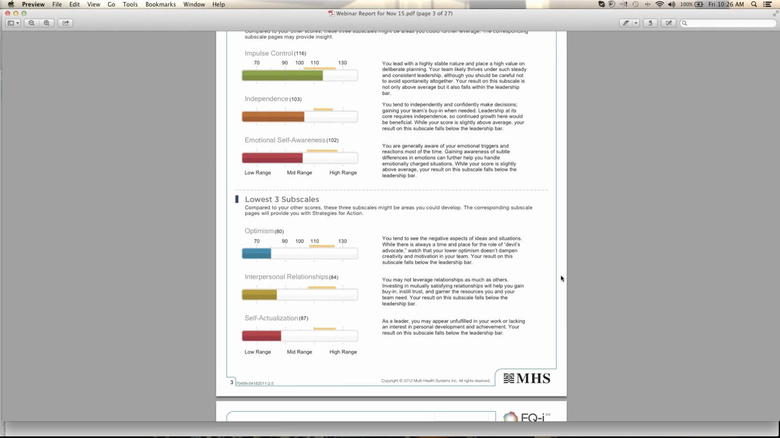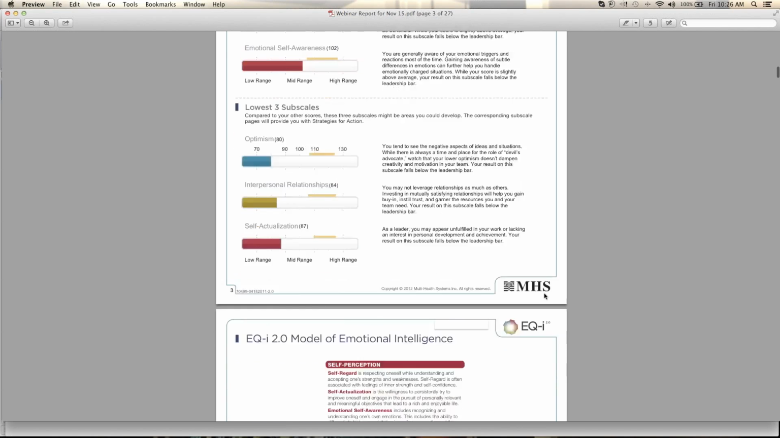Self-actualization. In my mind, as soon as I see a self-actualization score like this, I just feel like this person's in the wrong role, and they're not doing what is fulfilling or has meaning for them, and that's what they've said in their responses. And so here the description is, as a leader, you may appear unfulfilled, or lacking in interest in personal development or achievement, etc. So to me, this again suggests this person is in the wrong role.